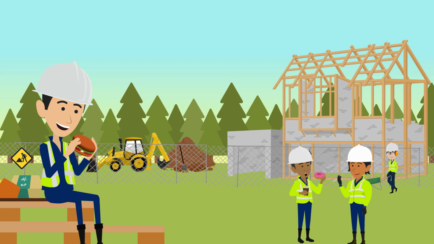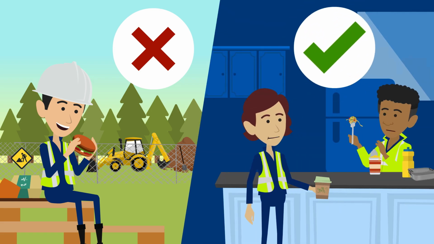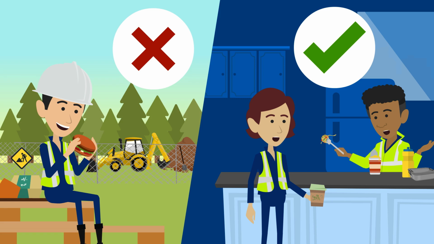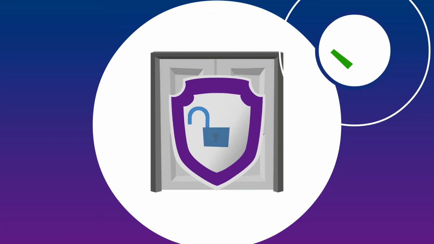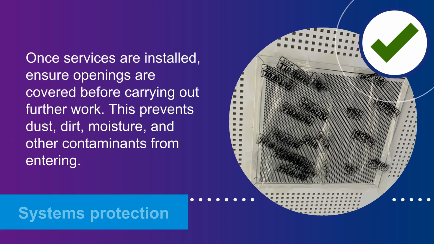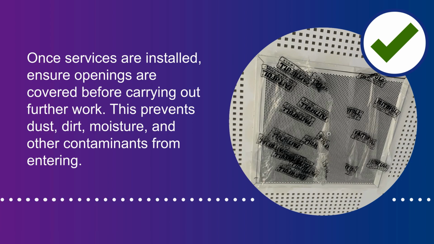Do not take food into work areas. All food should be consumed in designated welfare areas. Where drinks are consumed on site, containers must be discarded of appropriately. Where external work is being carried out, building and structural openings should be secured and sealed to prevent animal and pest entry. Once services, for example ventilation, plumbing, cabling, are installed, ensure openings are covered before carrying out further work.